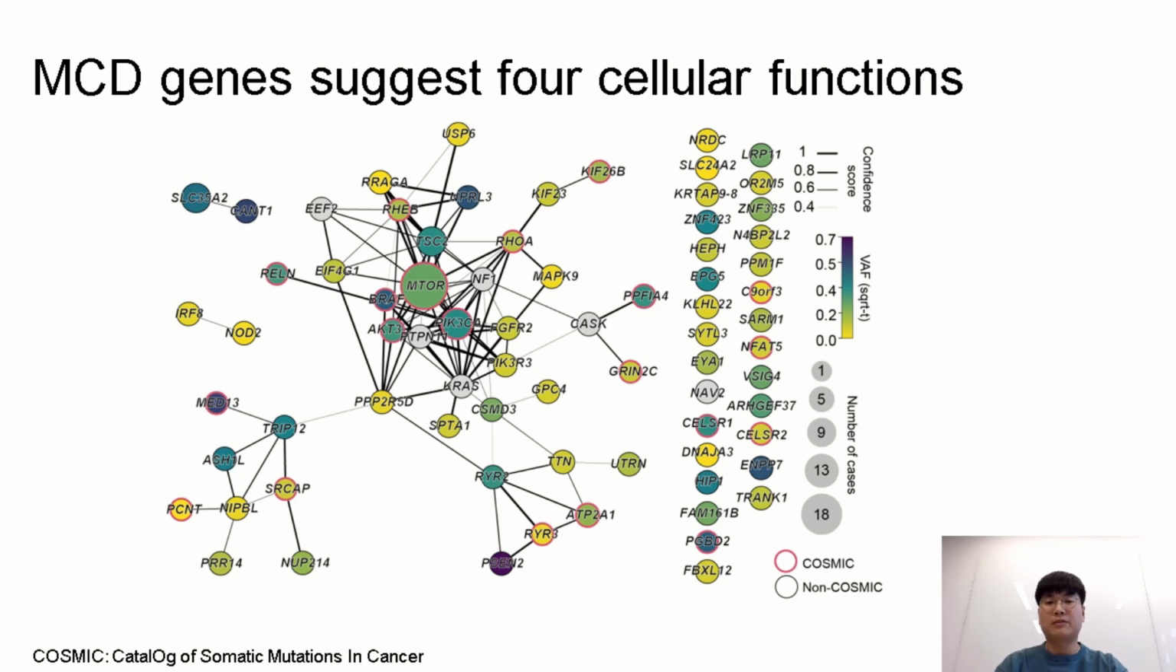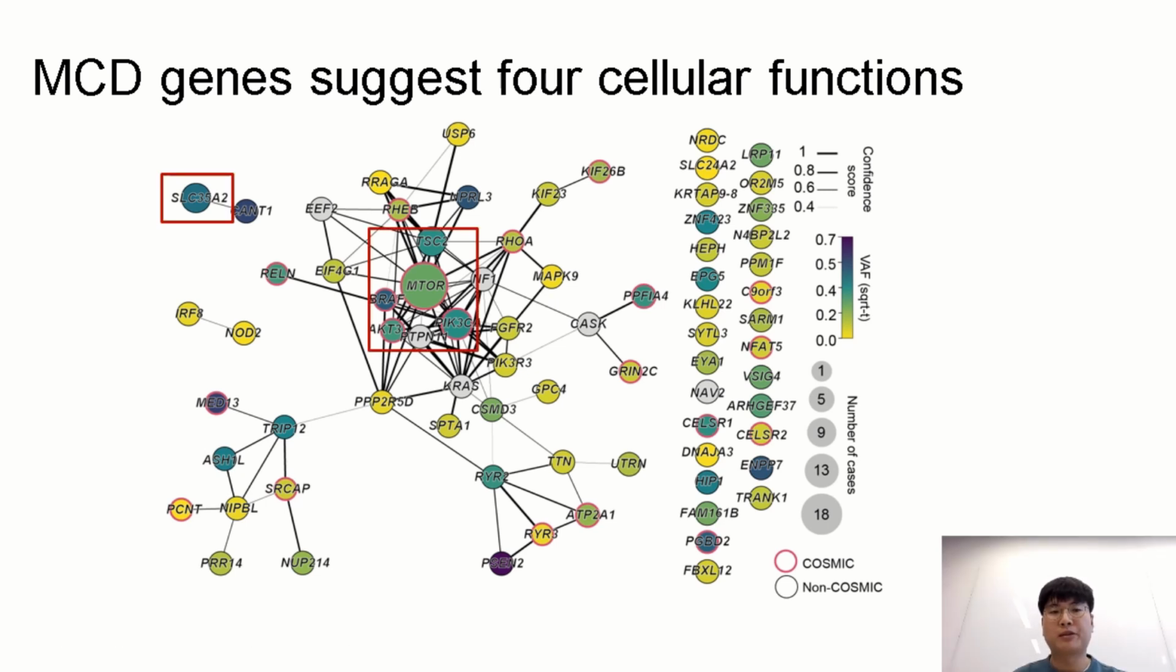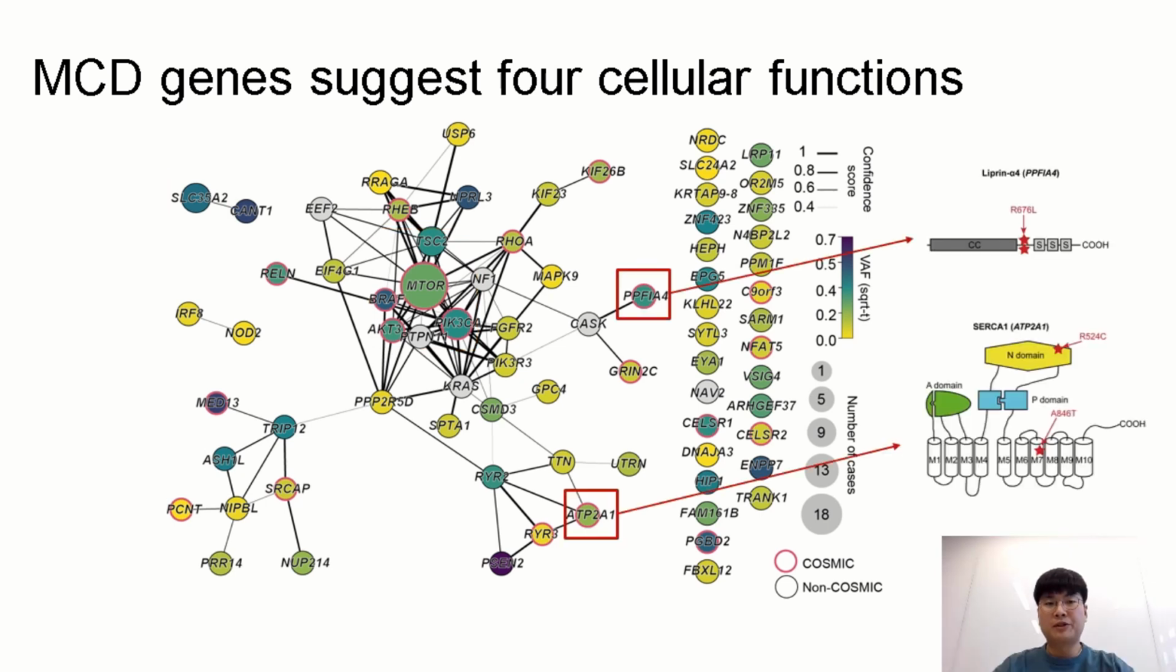Because certain types of the MCD involve abnormal cell growth during brain development similar to tumors, we also identified genes associated with cancer using the COSMIC database, which is the catalog of somatic mutations in cancer. As expected, we observed many recurrently mutated known genes such as mTOR, PIK3CA, TSC2, AKT3, BRAF, and SLC35A2. There were recurrently mutated genes that were not reported before in MCD. Those were PPFIA4 and ATP2A1, including liprin alpha 4 and SERCA1 respectively. These were normally related with synaptic function or calcium dynamics respectively.